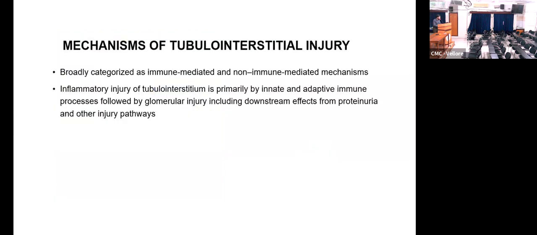The mechanisms are predominantly immune as well as non-immune mediated. The inflammatory process of injury of the interstitium is by innate and adaptive immune processes, followed by glomerular injury, including downstream effects from proteinuria and other injury pathways. So a glomerular disease can also, because of the proteinuria and the other toxins that are produced, eventually end up causing tubular damage. Whereas tubulointerstitial disease like acute interstitial nephritis or chronic tubulointerstitial disease per se can also have secondary glomerular damage, although comparatively less, but over a course of time.